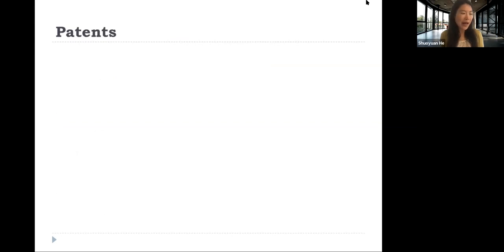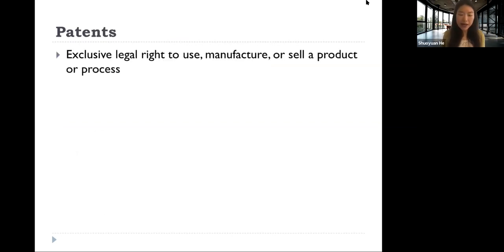So first of all, patent. Patent is a typical intangible asset. Patent is an exclusive legal right to use, manufacture, or sell a product or process. And the legal life of a patent is 20 years. So patent has a limited legal life, that is 20 years.